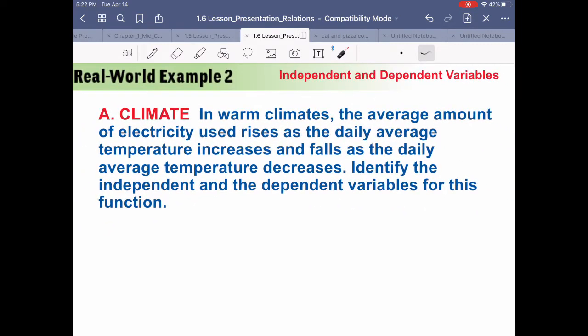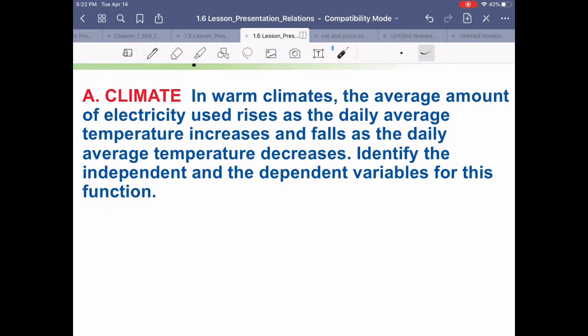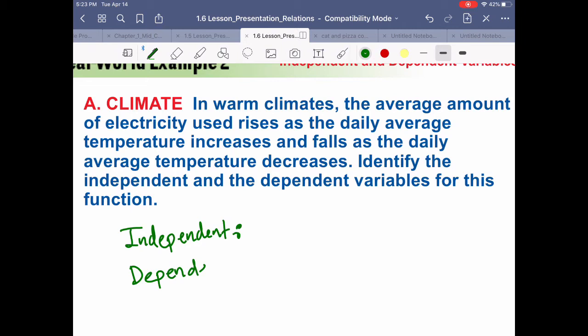So here we're talking about climate. It says in warm climates, the average amount of electricity used rises as the daily average temperature increases and falls as the daily average temperature decreases. Identify the independent and the dependent variables for this function. So there's two things that I know for sure I have to identify: the independent, so I'll write it down, and the dependent. Once I know which one is which, I'll just write it down next to those two words.